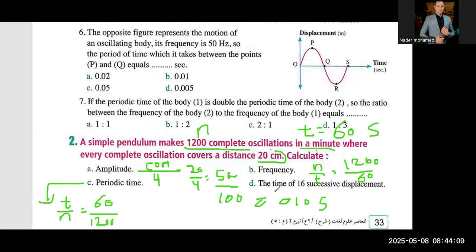The last one, the time of 16 successive displacements. 16 successive displacements means 16 amplitudes. So how many complete waves are in this? I divide 16 successive displacements by 4. It will give us 4 complete oscillations. So the periodic time of this one, it will equal 1 minute, until I calculate it.